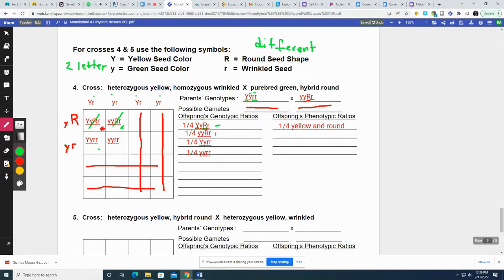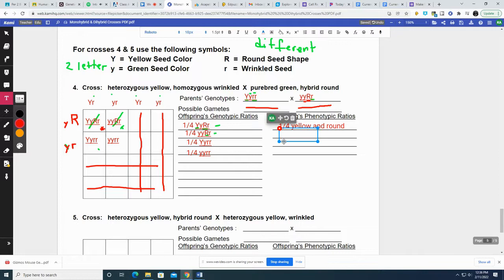How about this guy right here? Okay, he's got 2 little Y's, so of course he's going to be green. He's got 1 big R, so he's going to be round. So it's going to be green and round phenotype. 1 out of 4 will be green seeds and round seeds. This third one, he's got 1 big Y. That's all you need. So he's going to have yellow, 2 little R's, so he's going to be wrinkled. So 1 out of 4 will be yellow and wrinkled.